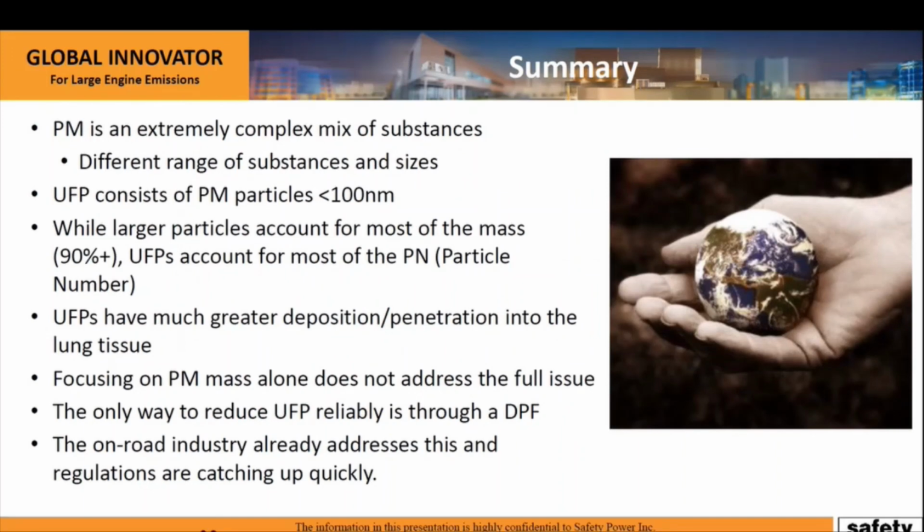So really, guys, that's it. I'll give you a quick summary. Particulate matter is an extremely complex substance. It consists of not just different compounds, but also different sizes. Ultrafine particles, which were the focus of this presentation, are particles below 100 nanometers in size, while larger particles consist of the majority of the mass, and ultrafine particles consist of the majority of the particle number. And they have their own important health effects, which need to be considered. Focusing on the mass of PM alone does not address the full story.